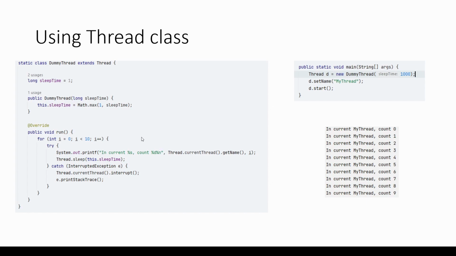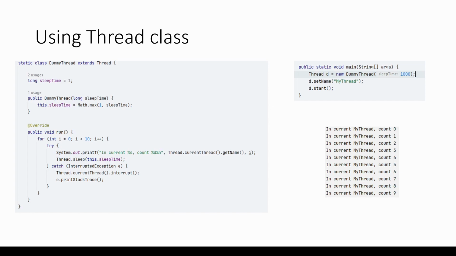And how will the thread start? To start the thread, we need to call one method which is also present in the Thread class, and that method is the start method. As soon as we call the start method, it internally calls the run method, which initiates the thread process. So here you can see I have a class DummyThread which extends Thread, and it has a constructor which takes one long value, and this long value is nothing but how much time this thread will sleep.